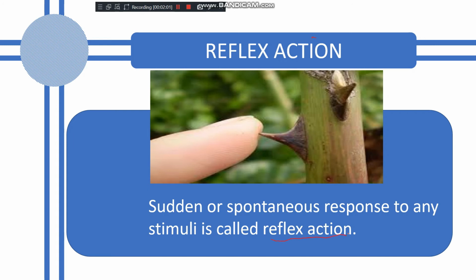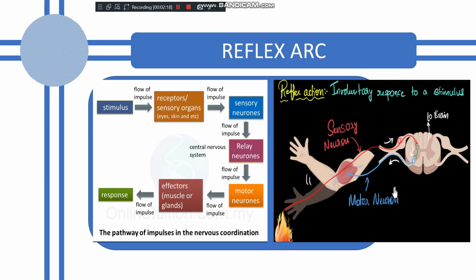Understood? So reflex action is a sudden or spontaneous response where we are suddenly showing the response, that is called reflex action. Now what happened in a reflex action? How did the response take place suddenly? You can see this here in this picture.